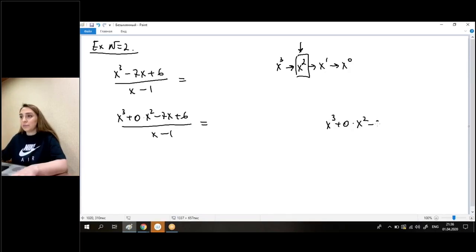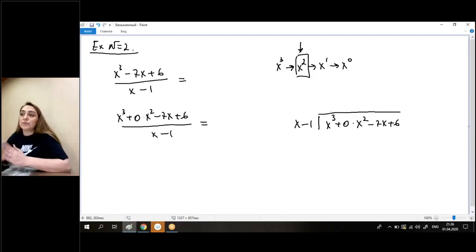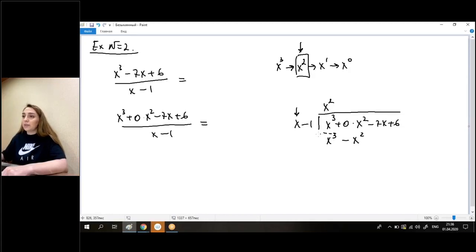0 times x squared minus 7x plus 6 divided by x minus 1. I must get rid of the left side of my polynomial step by step. The left side of my polynomial is x cubed. By how much must I multiply x to get x cubed? By x squared. And I will write it here. x squared times x will be x cubed. x squared times negative 1 will be negative x squared. And now I just subtract them. x cubed and x cubed are cancelling out.